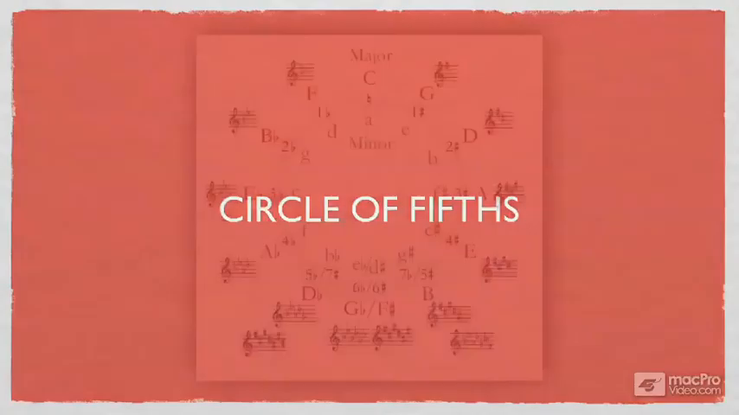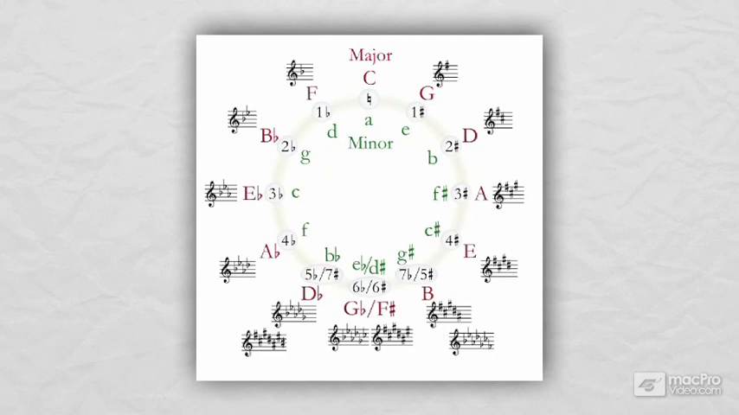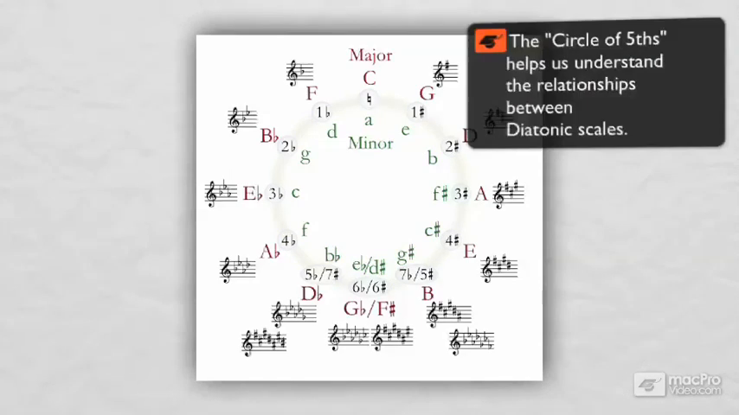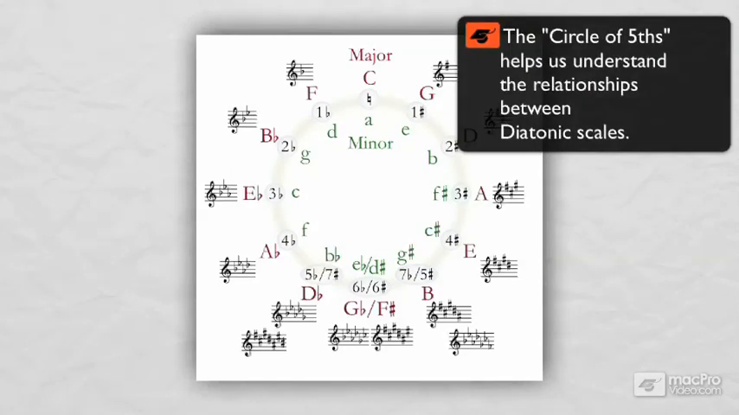The circle of fifths is a diagram which helps us see the way that the notes of the chromatic scale relate to one another. It shows us the key signatures that correspond to each note, be they major or minor. It helps us understand the relationship between diatonic scales.